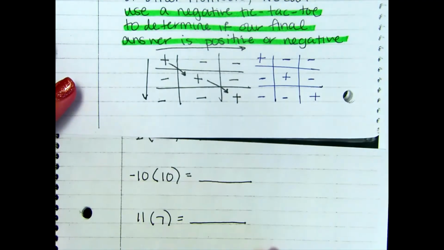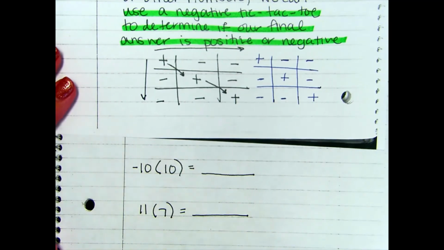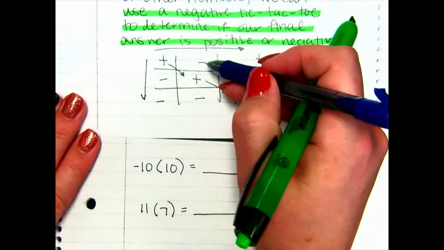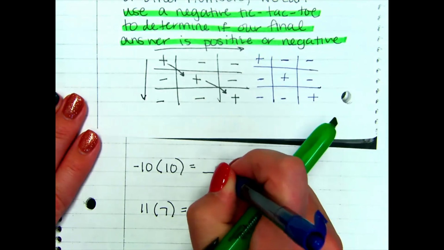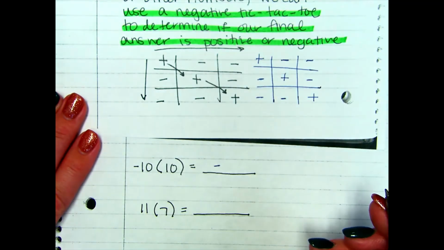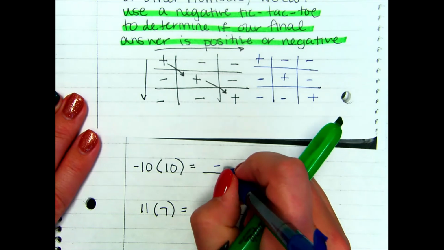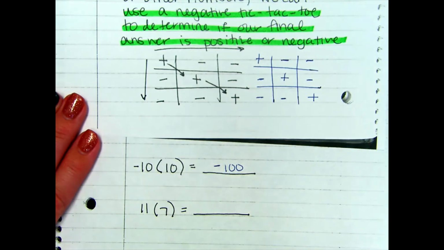Let's keep this going. Here, we have negative 10 times 10. What do you think our answer is going to be? Positive or negative? Okay, so here, I'm going to go a negative times a positive is going to give me a negative. So I'm going to put a negative. And then my answer is 100. So I get negative 100 as my solution.